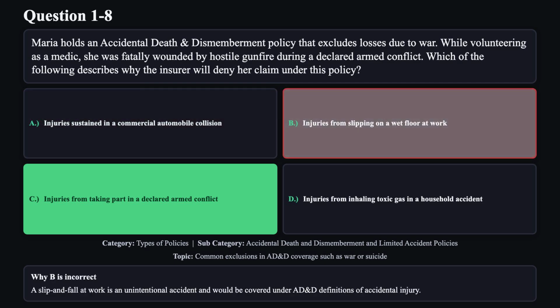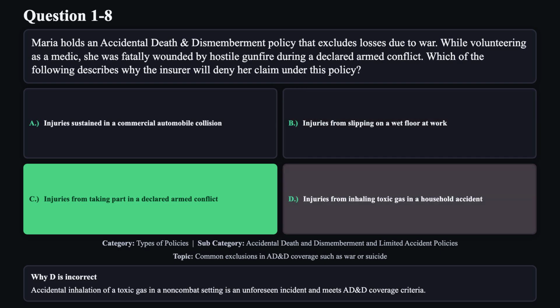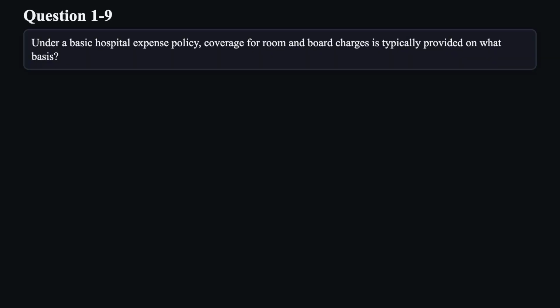Reason B is not correct. A slip and fall at work is an unintentional accident and would be covered under AD&D definitions of accidental injury. Reason D is not correct. Accidental inhalation of a toxic gas in a non-combat setting is an unforeseen incident and meets AD&D coverage criteria.